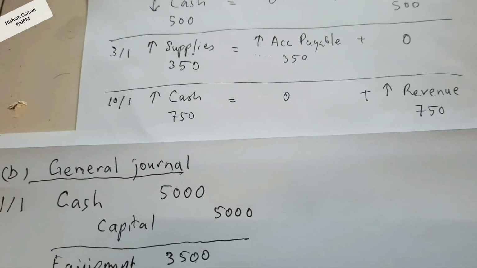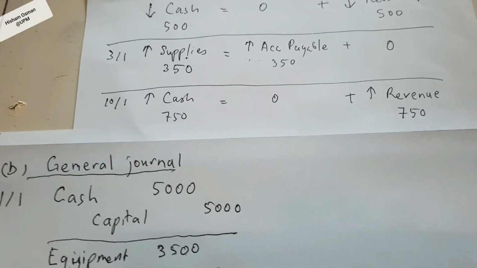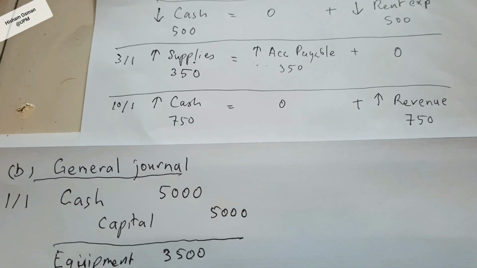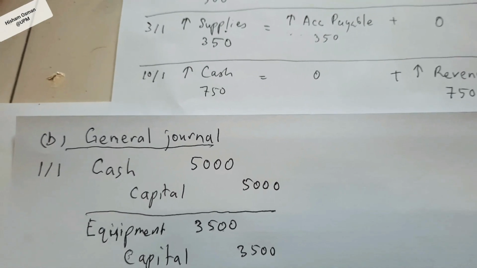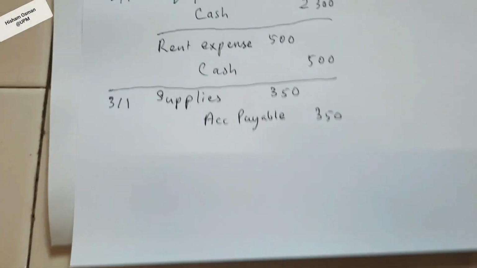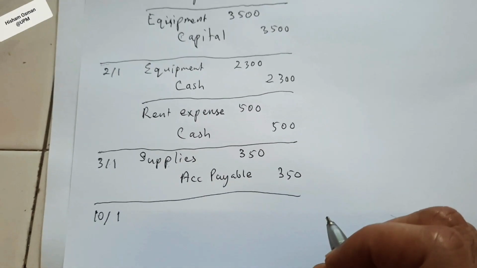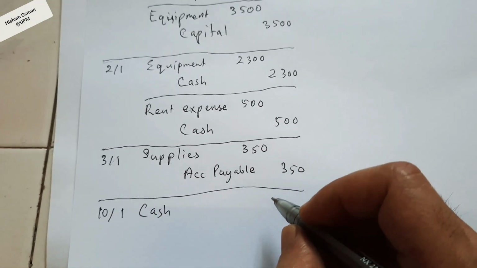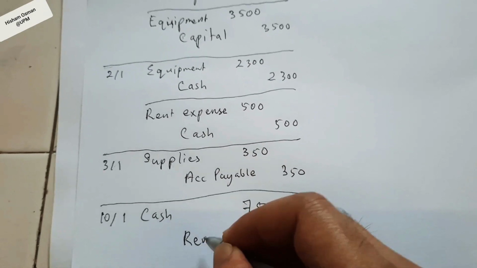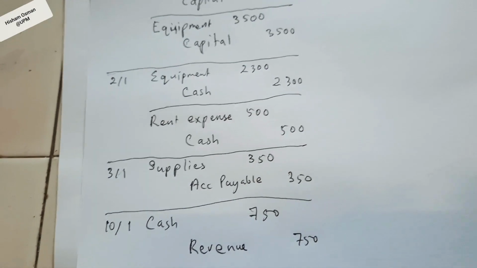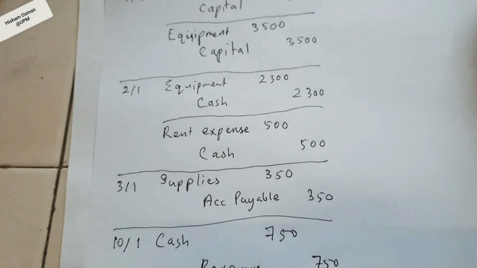On the 10th of January, the analysis shows that asset cash increased 750, and equity related to account revenue also increased 750. So you know that asset increase, debit account cash, equity increase, credit account revenue. So on the 10th of January, you debit account cash. The amount is 750. You credit account revenue. The amount is 750. Okay, so that is the way to do the journal entry.